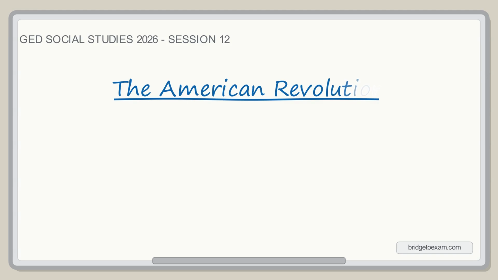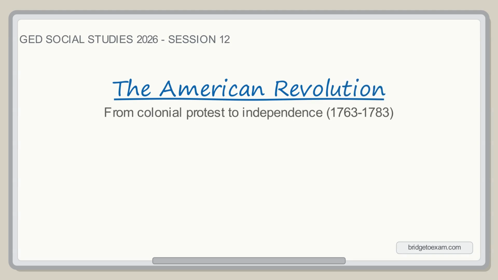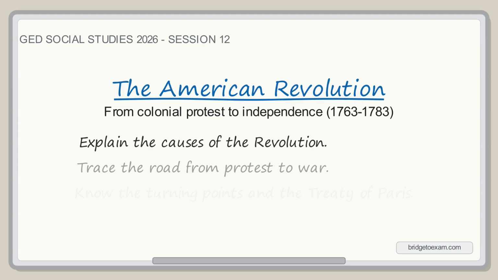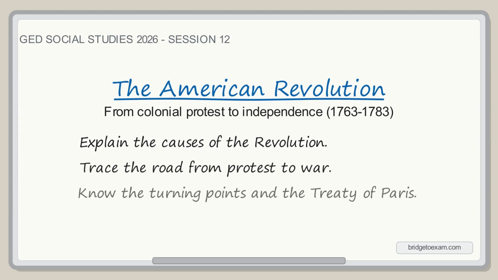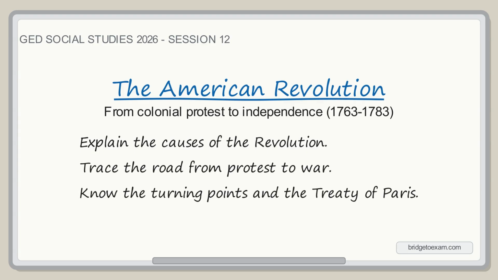Welcome to Session 12. The colonists who govern themselves now collide with Britain. Today we trace how a tax dispute grew into a revolution, and how 13 colonies won their independence. By the end, you'll be able to explain the causes of the revolution, trace the key events from protest to war, identify the turning points, and explain the Treaty of Paris.